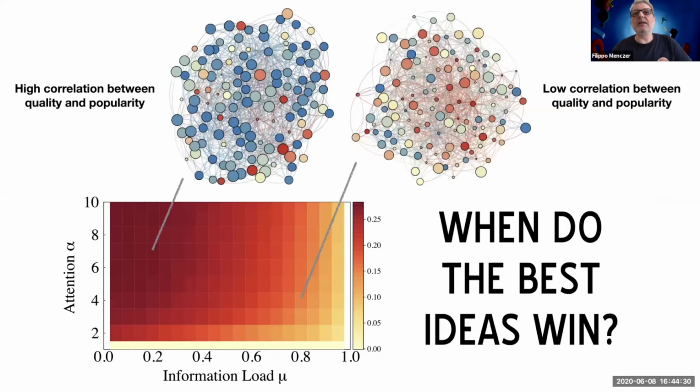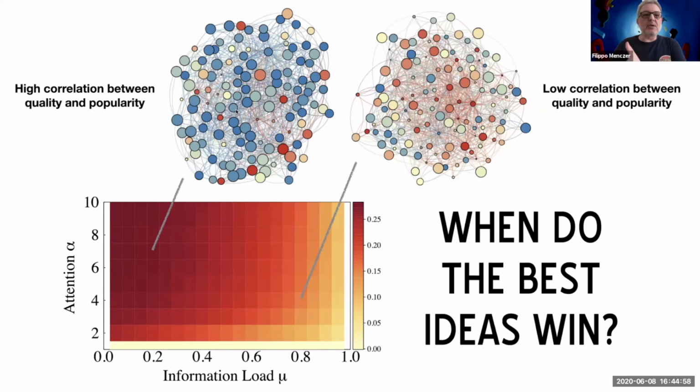So what do we find in this case? What we find is that if they have a lot of attention, if they can look at a lot of things, or if the information load is not very high, so there aren't too many tweets going on in the system, then there is a high correlation, shown here in the darker color, between quality and popularity. So in the top left network, you see these big nodes.